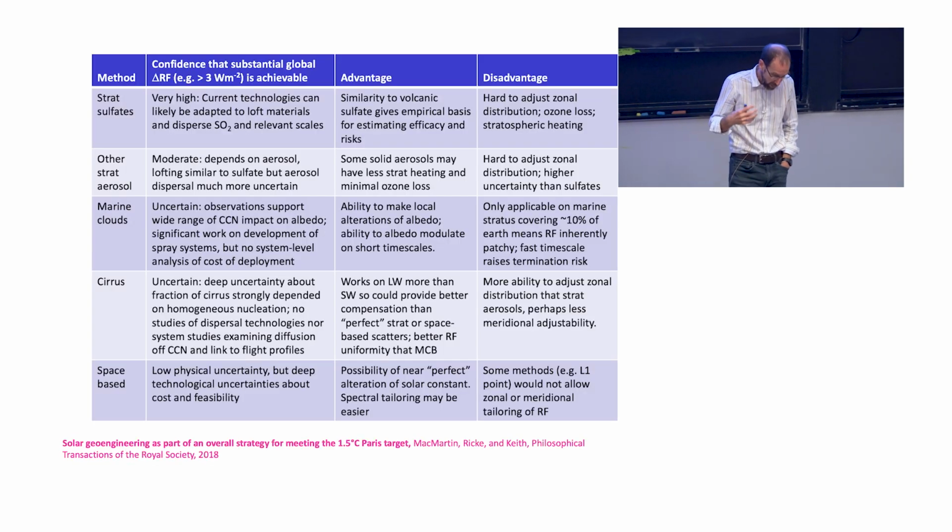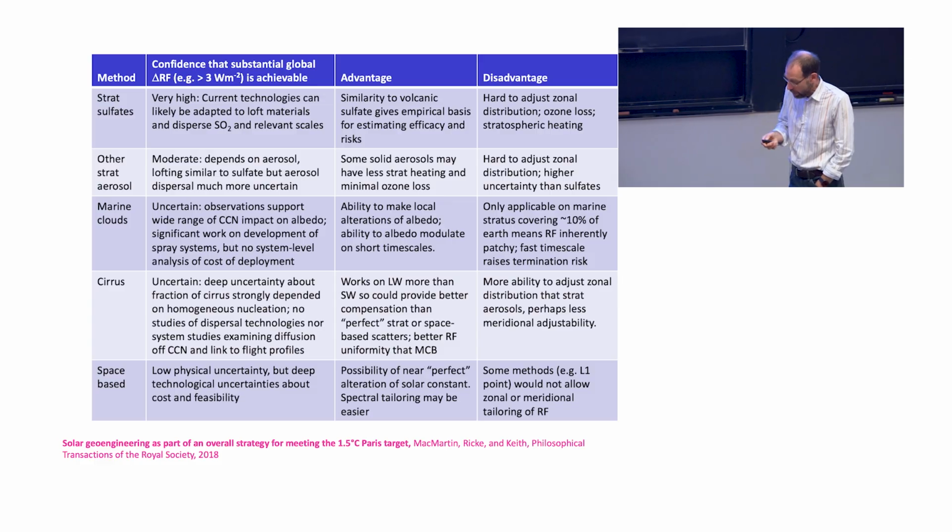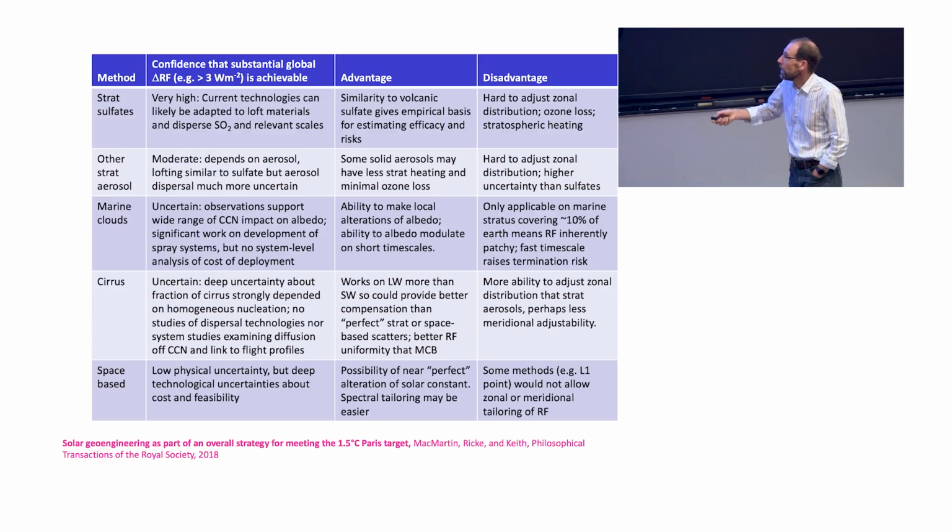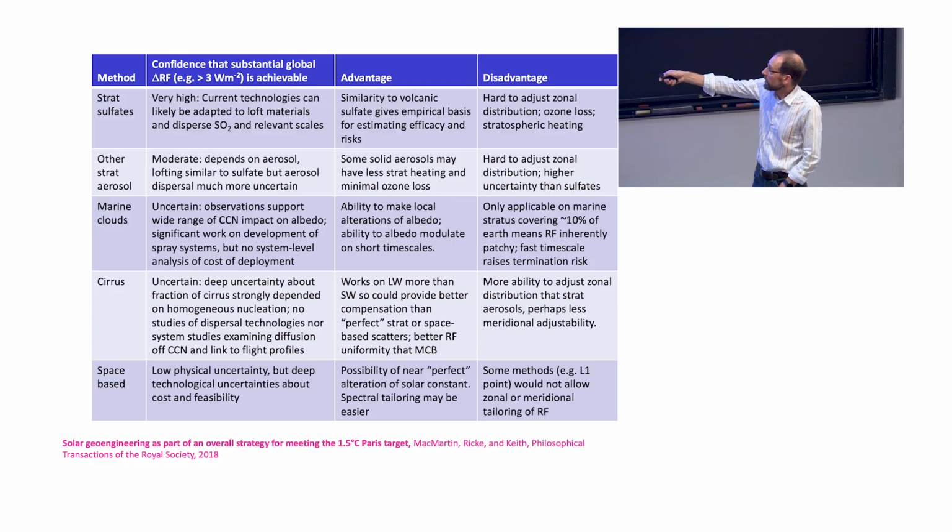Now I'm going to quickly go back to this question of comparing the different methods. So far, at the beginning, I told you that there were a bunch of different methods, then I spent most of the time on stratospheric aerosols, and particularly sulfate aerosols. Now I'm going to quickly just remind you there are a bunch of other methods, and say a little bit more about marine cloud brightening. This is a table that compares the methods a little bit. I'm not going to talk to the table in detail, but I think it's fair to say that space-based, as I said, have low physical uncertainties but deep technological uncertainties.